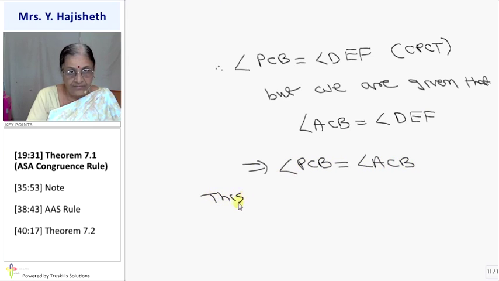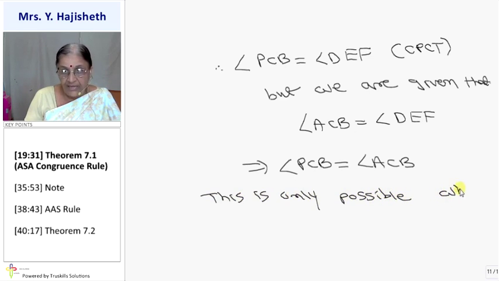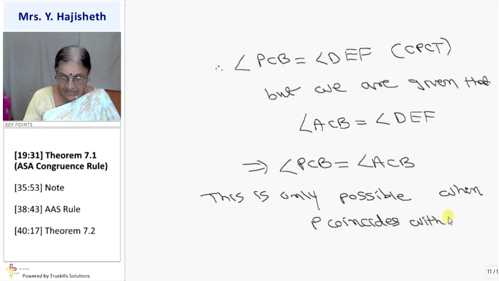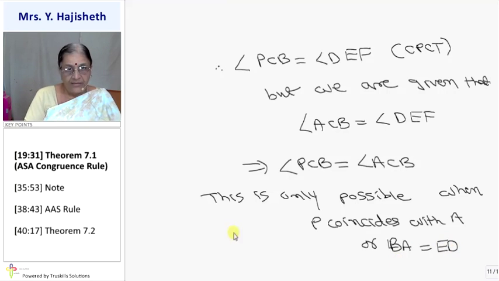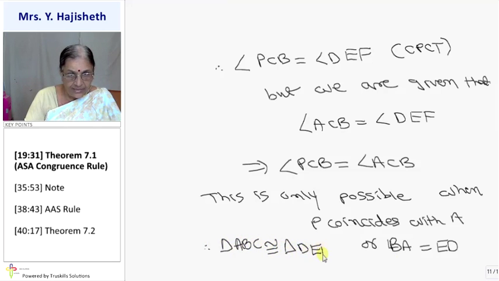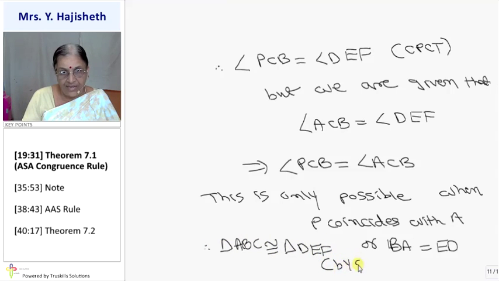This is only possible when P coincides with A. Clear? Or I can say BA is equal to ED. Clear? Therefore, triangle ABC is congruent to triangle DEF. Even for case number 2 also, I have proved by SAS rule. Clear? Now case number 3.